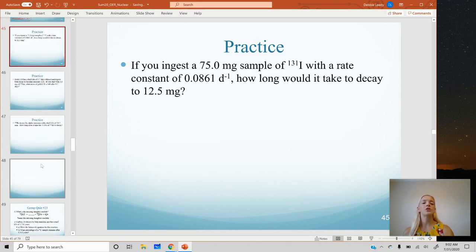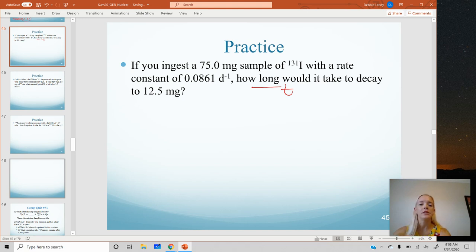All right, our first question is asking if we ingest 75 milligrams of iodine 131, given a rate constant, we want to know how long. That means we're solving for time. How long would it take to decay to 12.5 milligrams?